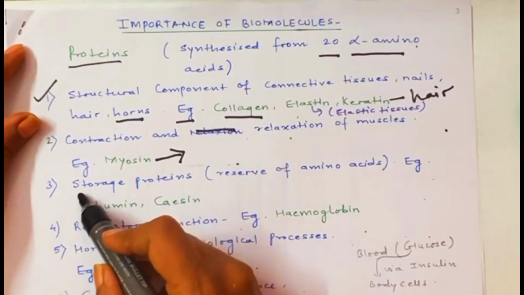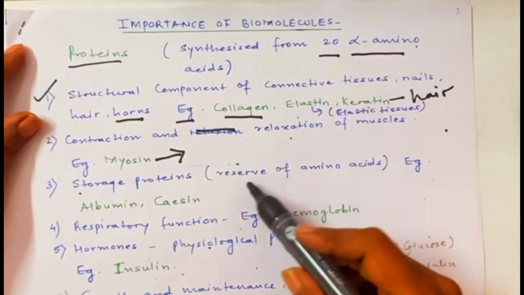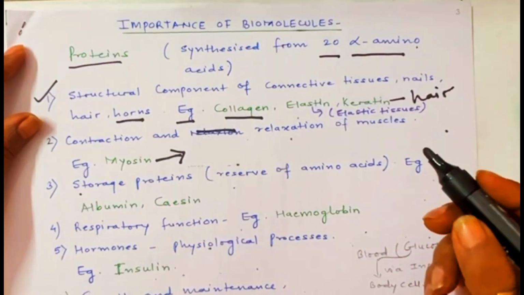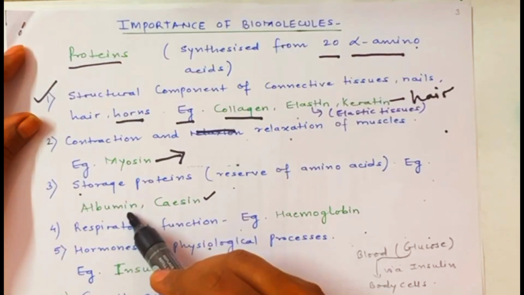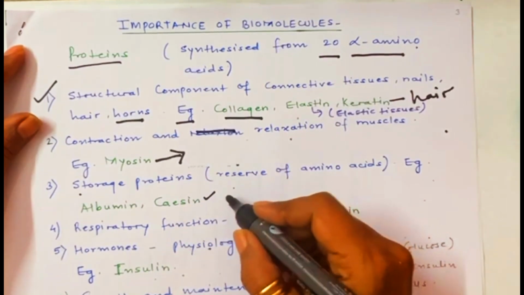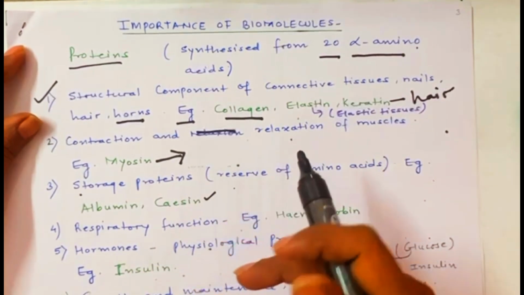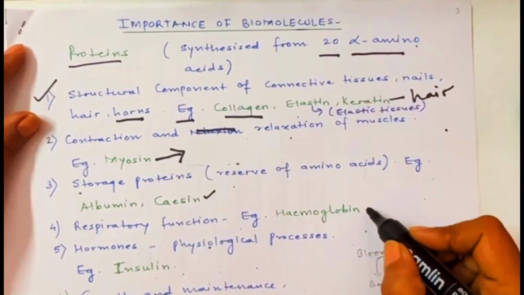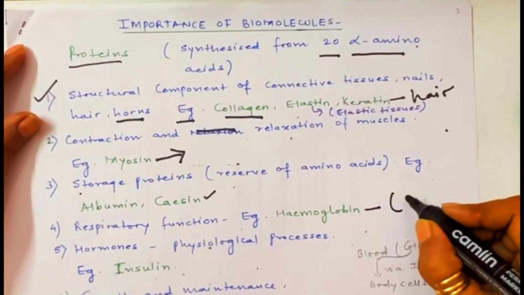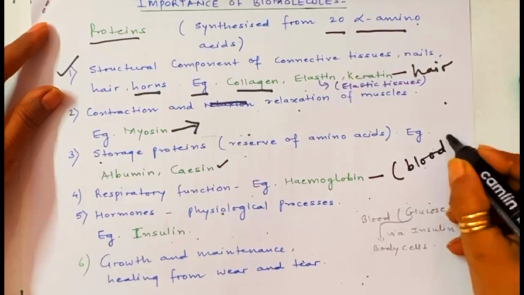It is also used as a storage protein, that means a reserve of amino acids. For example, these two proteins, albumin, which is present in the egg, and casein, which is present in the milk, are storage proteins. Some proteins perform respiratory functions also, for example, hemoglobin in the blood.